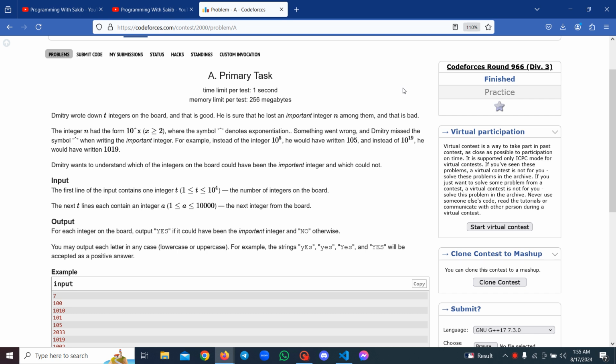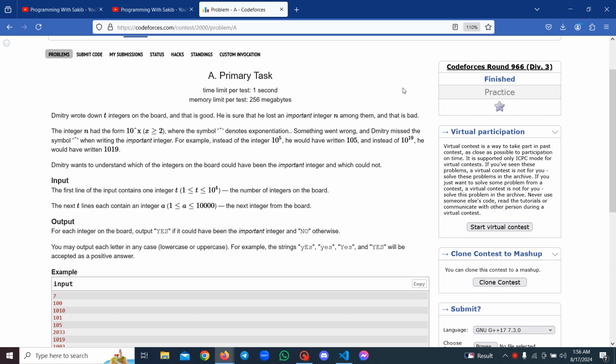So today we are going to solve Codeforces Round 966 Div. 3, Problem A, Primary Task. Usually I don't read the question, but today I'm going to read it because I feel it's important for today's question. So I'm going to start.